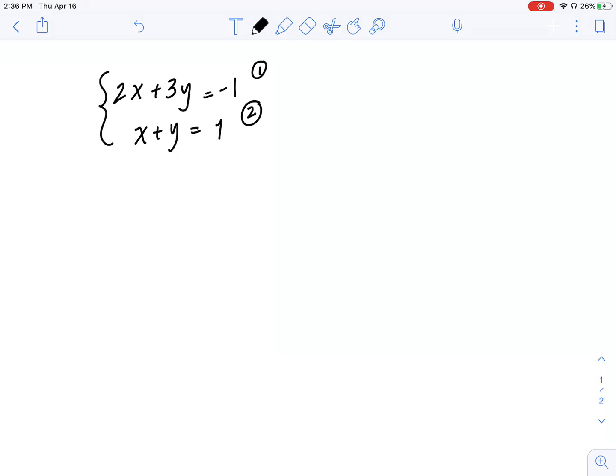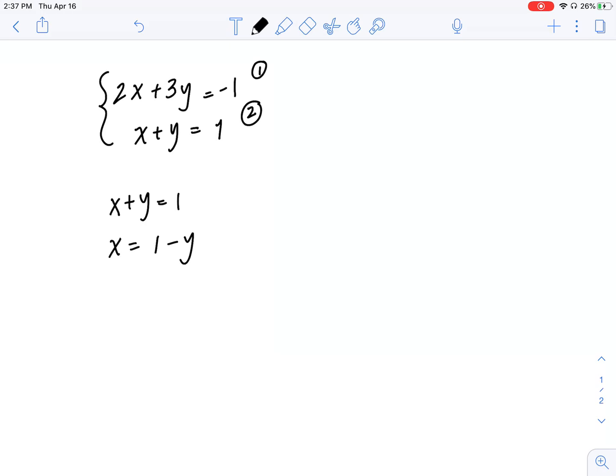Let's start by isolating either x or y, we can choose, from equation 2. And the reason I'm picking equation 2 is because it's obviously a lot simpler than equation 1, so it will be easier to isolate a variable there. Let's isolate x from equation 2. x plus y equals 1, so x equals 1 minus y.